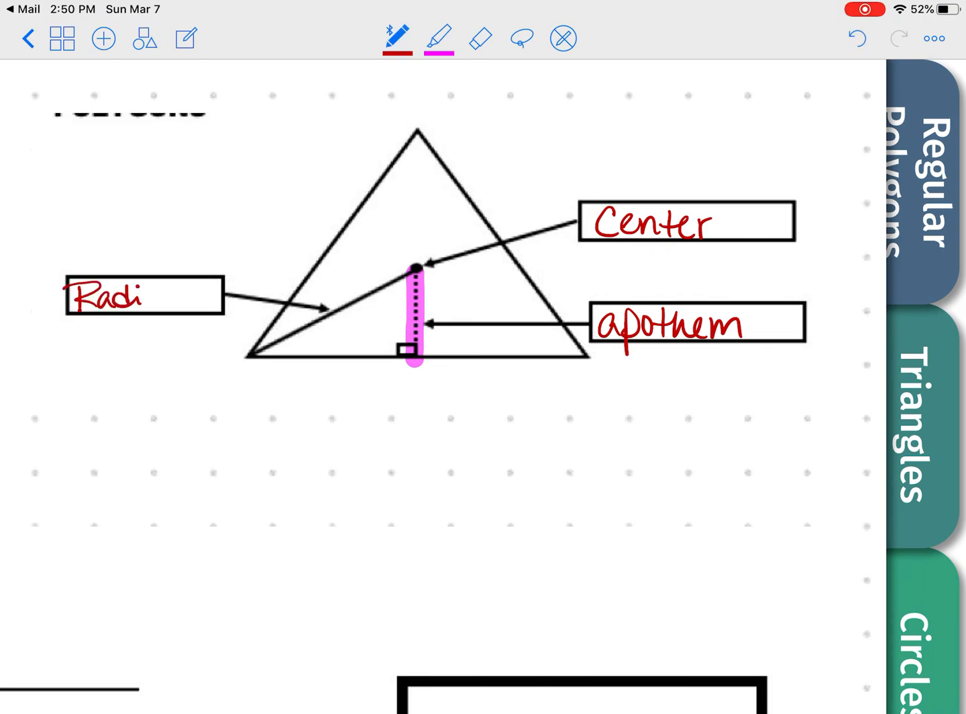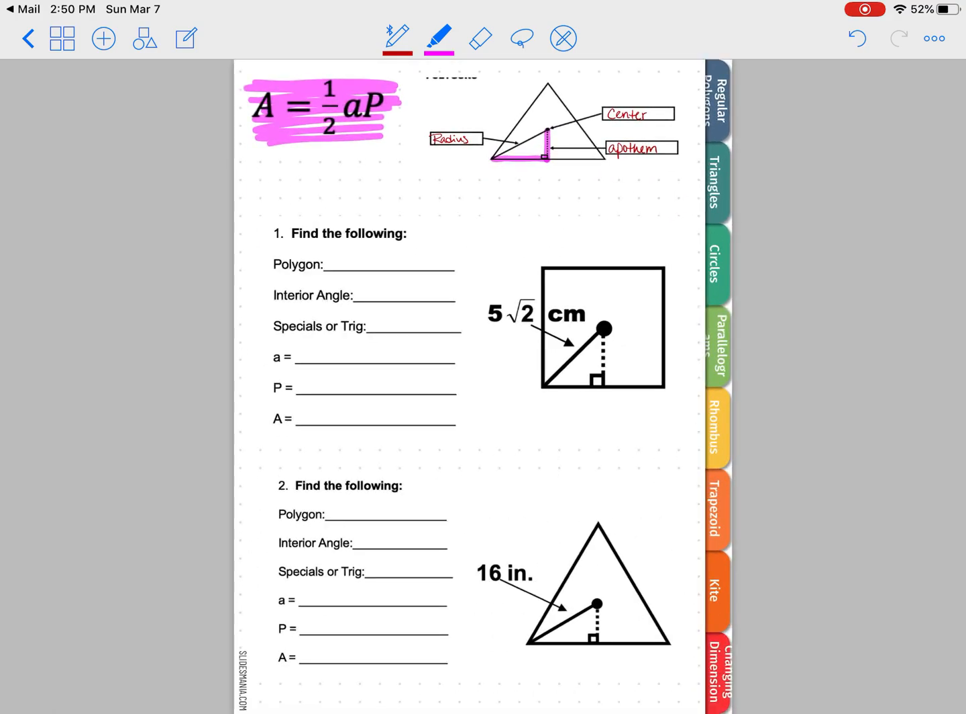And the radius is just your hypotenuse in your right triangle. We rarely use radius to find the area of a regular polygon, but sometimes you're given the radius and you'll need it to help you either find the apothem or this outside piece right here. So we're going to look at 4 different regular polygons today, and I've kind of broken it down into chunks so it's easy to remember the steps that it takes to find the area of these polygons.